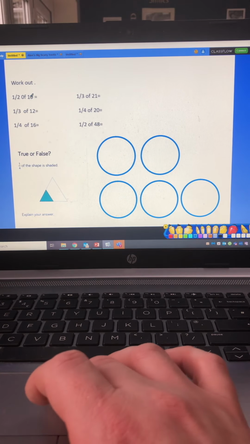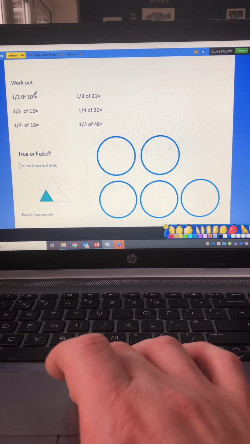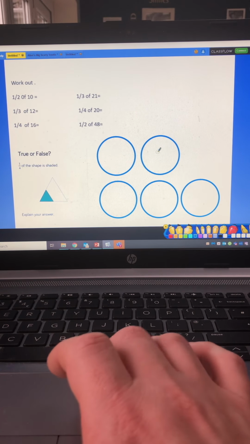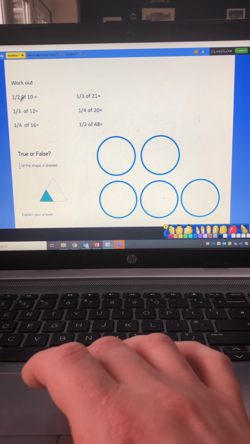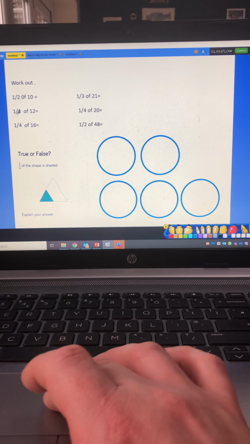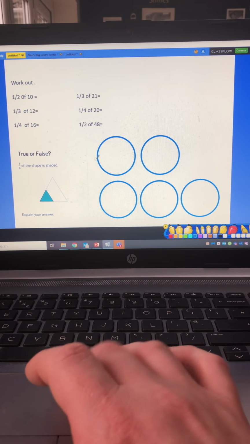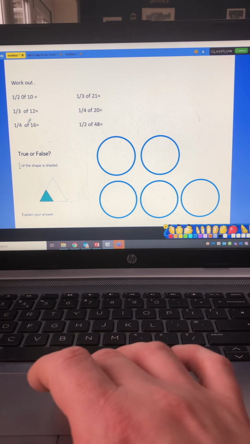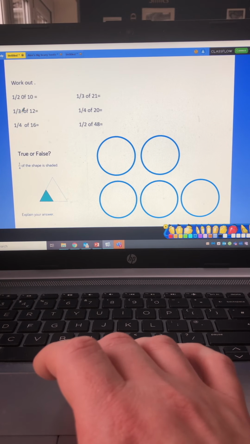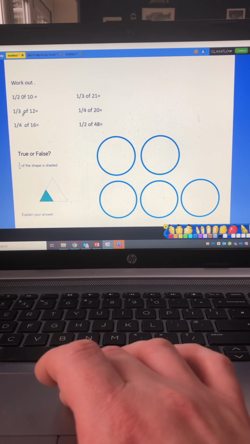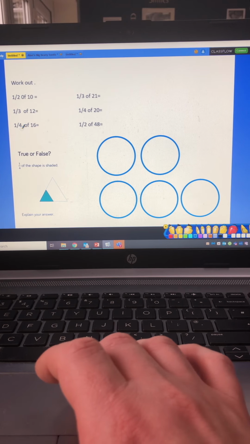In your examples today, it may say work out a half, where you would need 2 circles, because in a half the denominator says 2, therefore 2 circles. It may say 1/3 of 12, therefore you would need 3 circles, because a third has 3 for its denominator. And obviously with a quarter, it has a 4 for its denominator, so I'm sure you've worked out the pattern by now. You will need 4 circles.